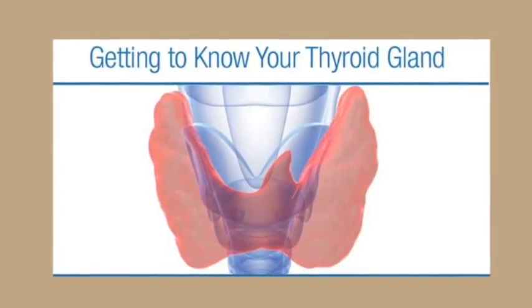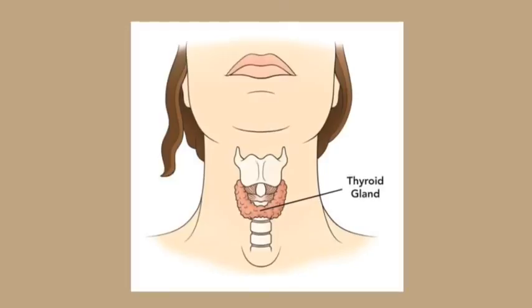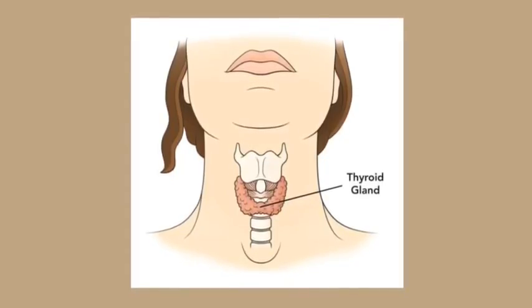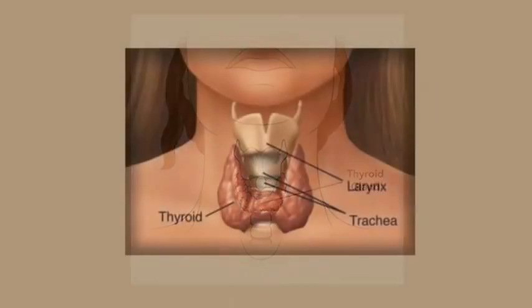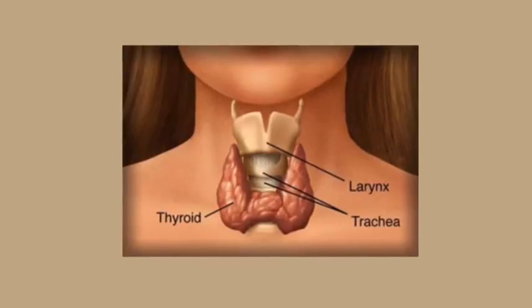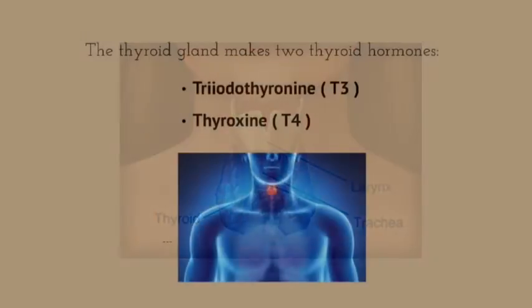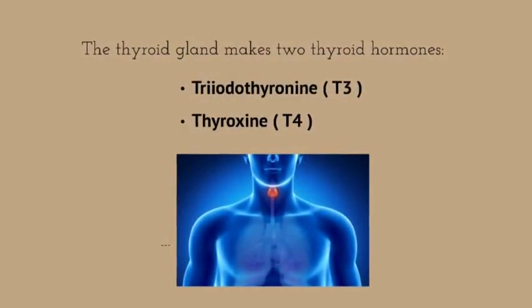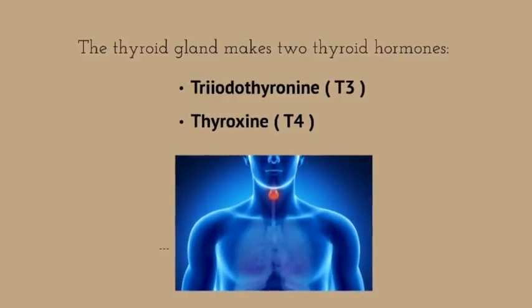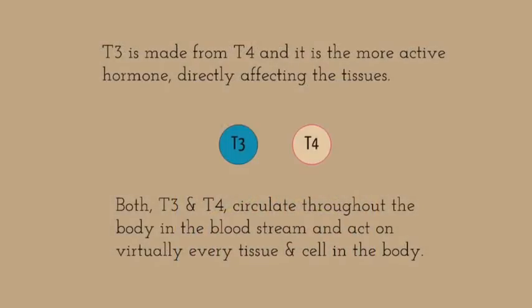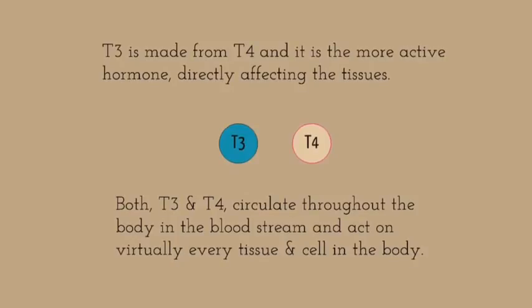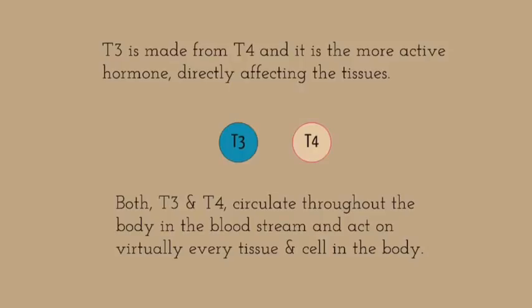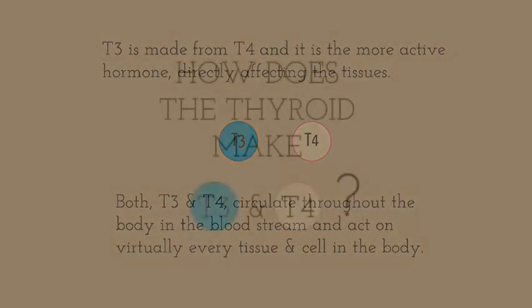The thyroid gland is a 2-inch long, butterfly-shaped hormone-secreting gland. It is located in the front of the neck below the larynx, or the voice box. The thyroid gland makes two thyroid hormones, T3 and T4. T3 is made from T4 and it is the more active hormone, directly affecting the tissues. Both hormones circulate throughout the body and act on virtually every tissue and cell.